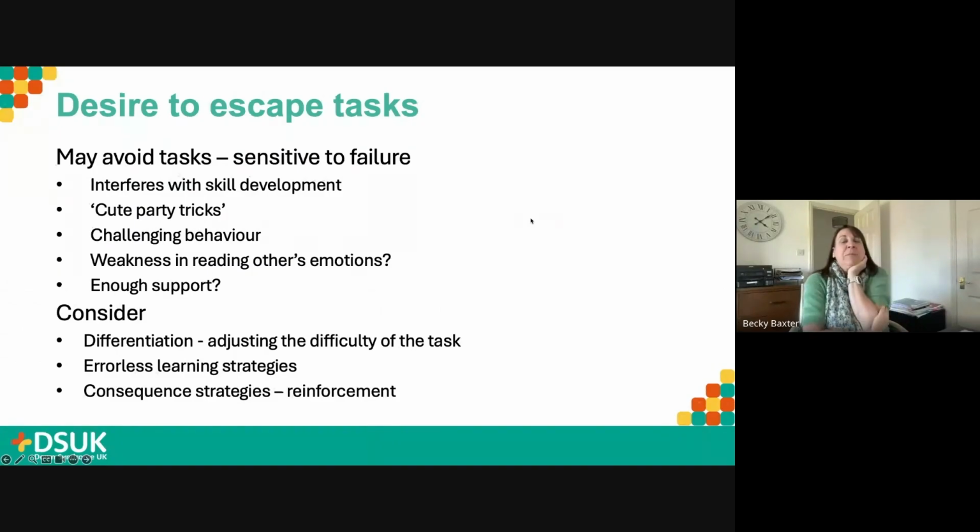Okay, so I'd say a little bit more about each of these kinds of factors associated with behaviour. This desire to escape the tasks, as I said, the sensitivity to failure, may mean that we actually avoid the task itself. We think that it's too tricky, or we think that we might get it wrong, and so we'd rather not have a go. And that's obviously going to interfere with skill development. We've set up these activities for a reason. We want the children to be learning from them.